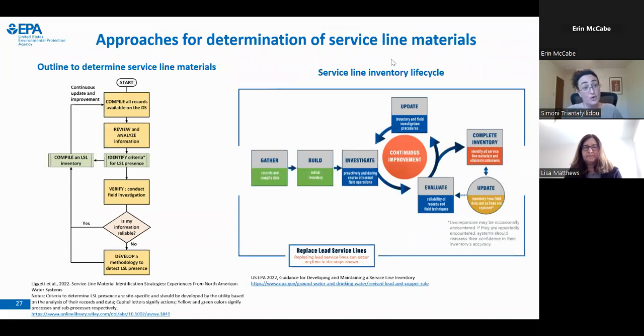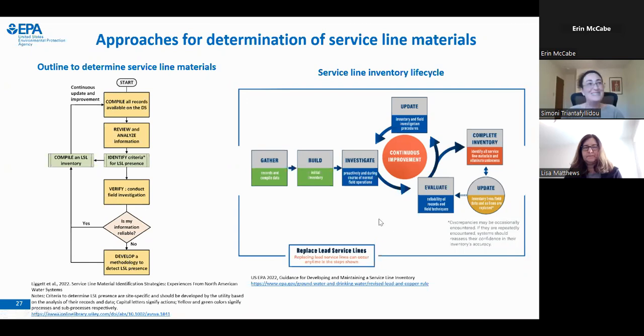These are some frameworks that I figured I would share with you, some approaches for determination of service lines from the literature. On the left, you can see one such flow chart from the article that I just mentioned, with action verbs to start, compile information, review and analyze the information, verify the information, and then if it's reliable, compile your inventory, otherwise develop a methodology to detect lead service lines present. And as you can see, it's a loop. So this was a common theme in the different kinds of frameworks.